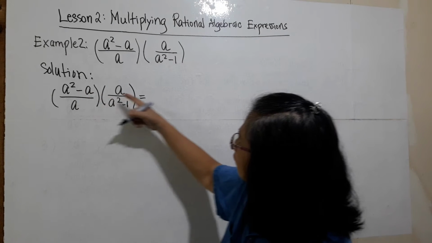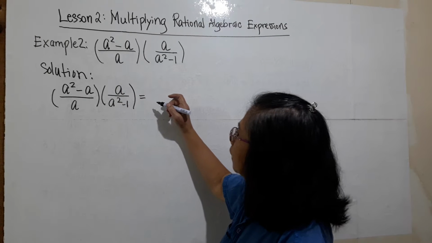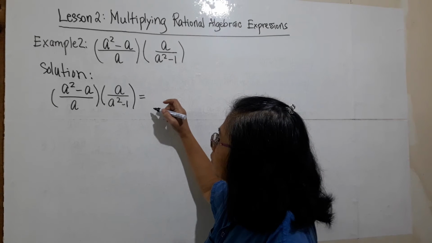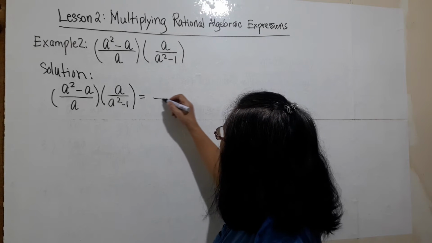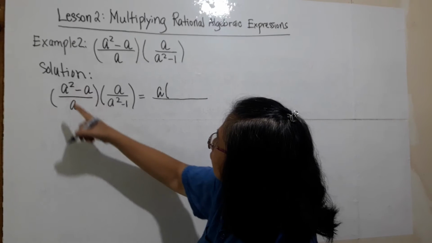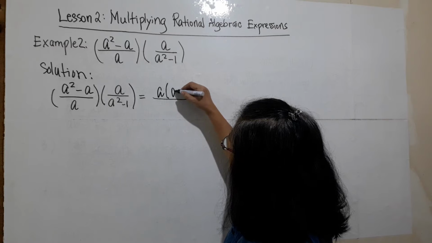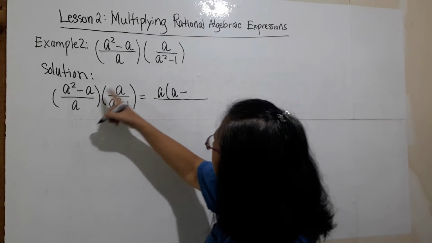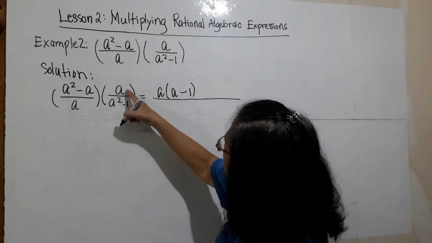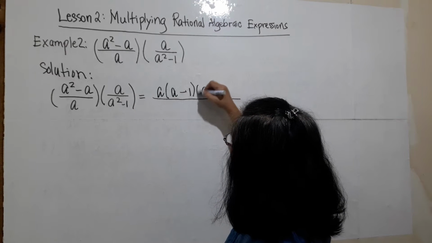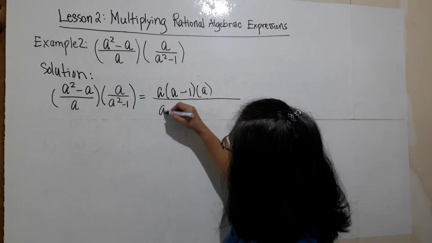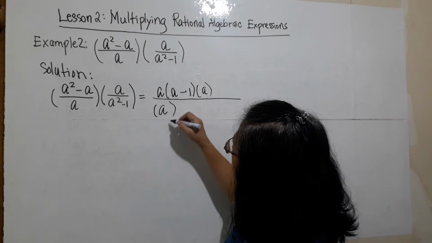So let's have first the a squared minus a. What do you think is common between a squared and a? It should be a. Then a squared divided by a will give you a, minus a divided by a will give you 1. Then copy the given here. a is not anymore factorable, so you just copy. Then copy a here also in the denominator.